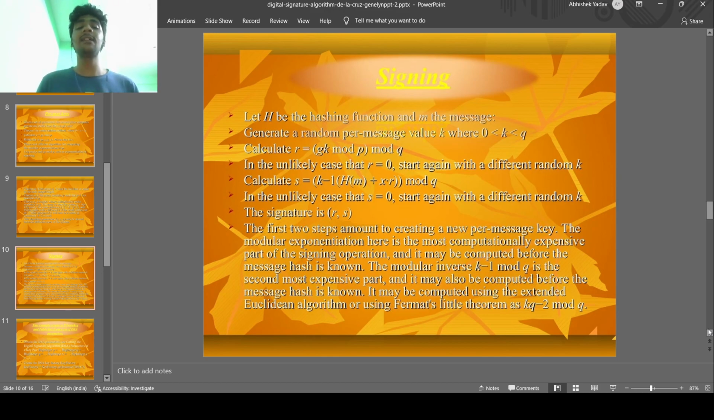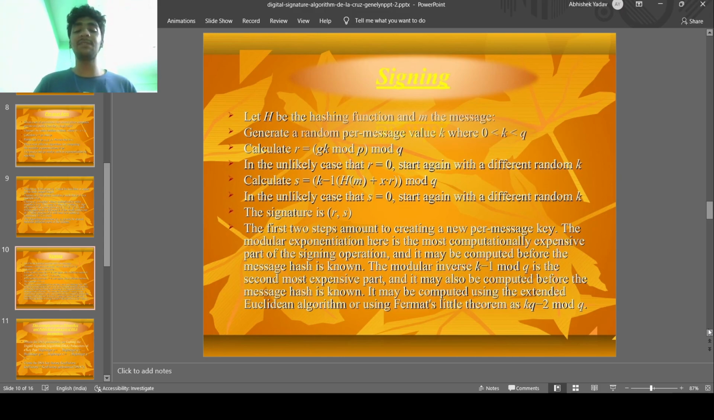After calculating r, we calculate s, which equals k to the power minus 1 times the hash of the message plus x, which is the private key, times r, which we calculated in the previous step, whole mod q. In the unlikely case that s equals 0, we start again with a different random k and repeat all the steps of r generation and s generation. Once we get the values of r and s, the signature is created, and the signature is the tuple of r and s.